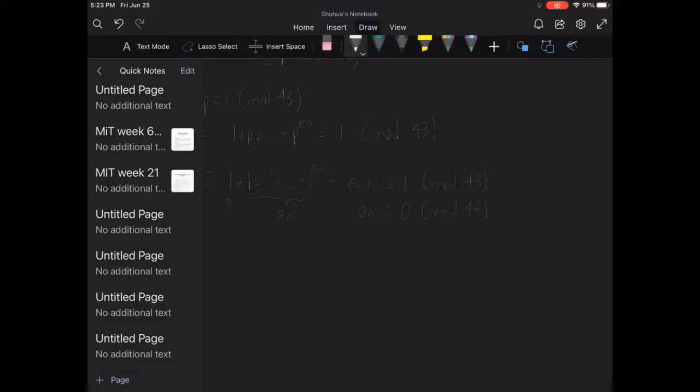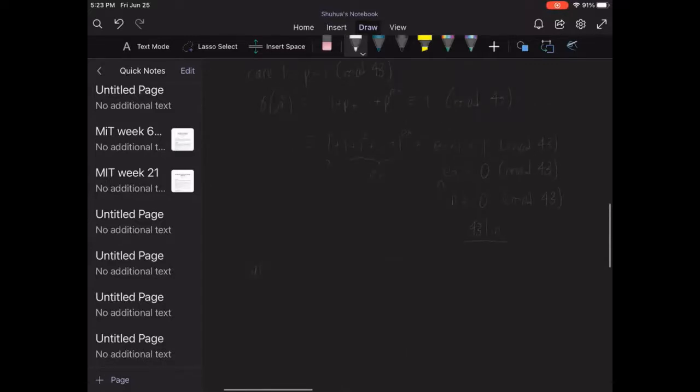So in particular, this says en is congruent to 0 mod 43. And we need this for every e. So just choosing e equals 1, we get n is congruent to 0 mod 43. And it turns out this is also sufficient, since if 43 divides n, then en will always be congruent to 0 mod 43. So this case tells us that we must have 43 divides n.